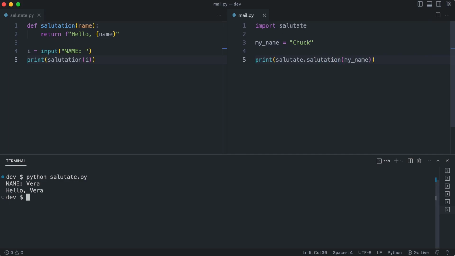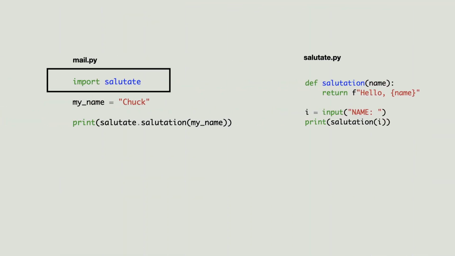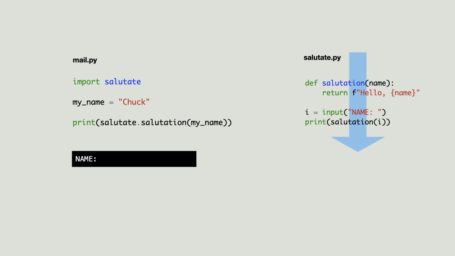This time I execute mail.py. Look at the terminal. Python asks for a name. By importing salutate, all code in salutate.py was executed, including asking for input. By importing salutate as a module, all code in the salutate script was executed. And although mail.py does not contain the input function, the system asked for a name. In this case, that is just inconvenient.